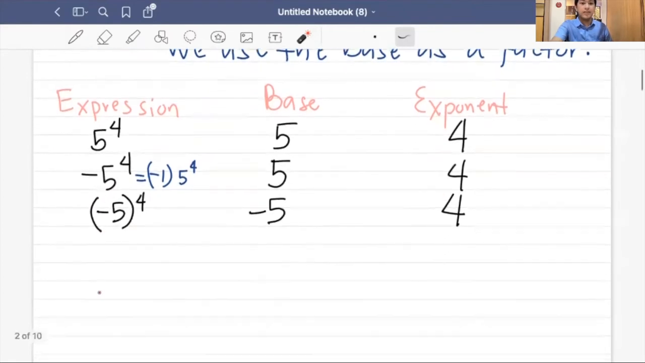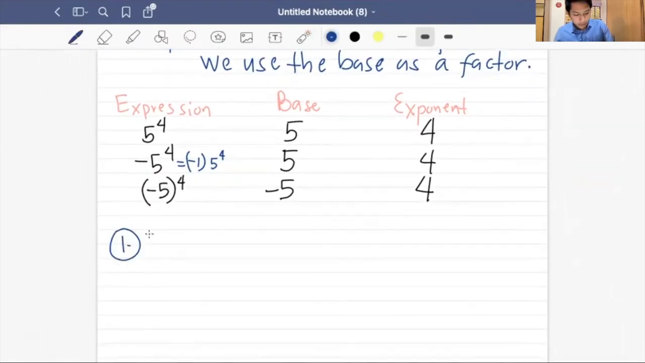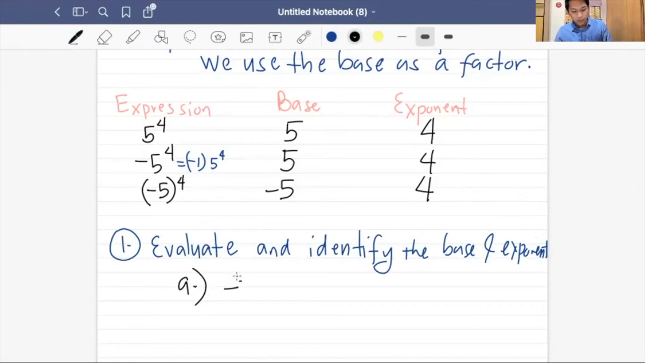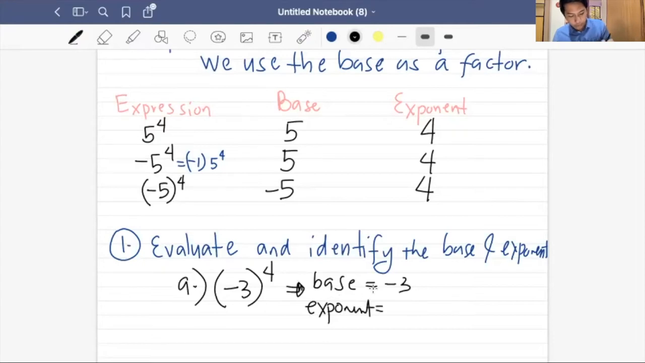All right. Let's have an exercise. You are going to evaluate and identify the base and exponent. So in this case, what will happen if we have the quantity of negative 3 to the fourth power? First, let's identify the base. Our base here is negative 3. Our exponent is equal to 4.